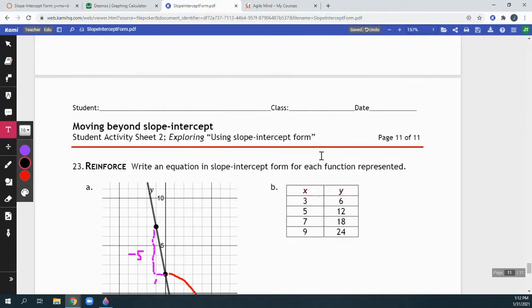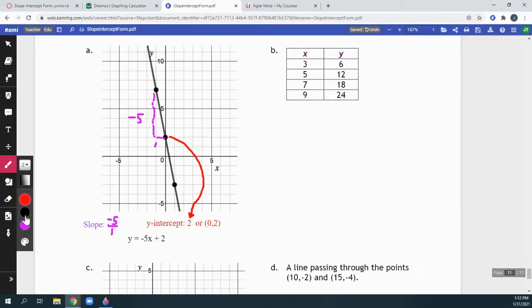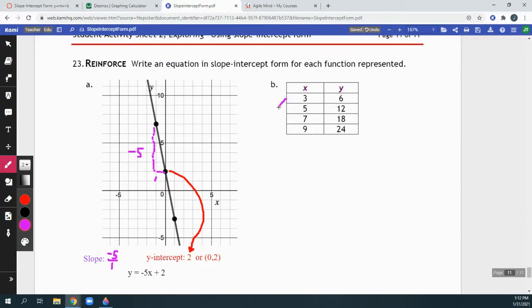Okay, let's move on to the next one. Here's what we notice. This goes up by, let's do purple for slopes, this goes up by 2s each time, right? This goes up by 6s each time. So slope is always y over x. That's going to be 6 over 2, or 3.